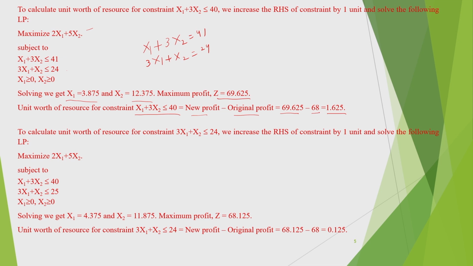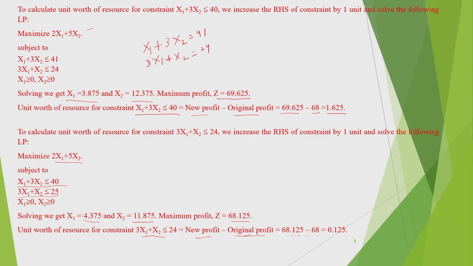And similarly, the unit worth of resource for the constraint 24. Then we increase this by 1 unit and solve this problem 2x1 plus 5x2. This will remain the same 40 only, but instead of 24 it will become 25. Again we solve and we get x1 as 4.375 and x2 becomes 11.875 and maximum profit becomes 68.125, and therefore the unit worth of resource of constraint 3x1 plus x2 is smaller than 24 will be new profit minus original profit is equal to 68.125 minus 68 is equal to 0.125.